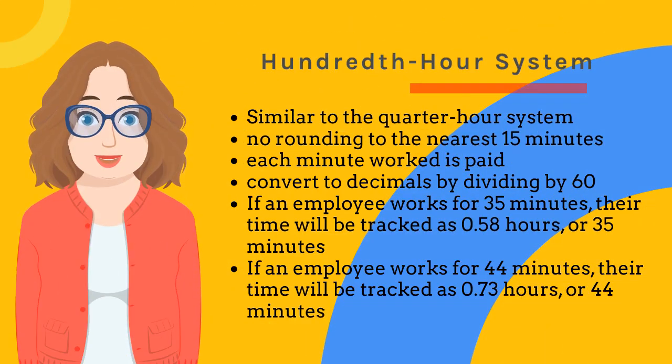This system is a more precise method of tracking time, in which an employee's time is tracked to the nearest hundredth of an hour. For example, if an employee works for 35 minutes, their time will be tracked as 0.58 hours, or 35 minutes. If an employee works for 44 minutes, their time will be tracked as 0.73 hours, or 44 minutes.